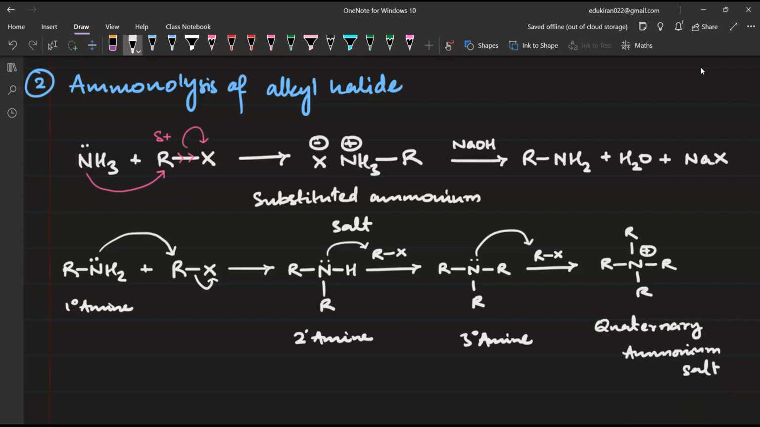So you can say that ammonolysis of alkyl halide is not a good method of preparation for the primary amines. Primary amines आपको अच्छे से नहीं मिलता. मतलब it is not a good method of preparation for amines overall because we are always getting a mixture. That is the first part.